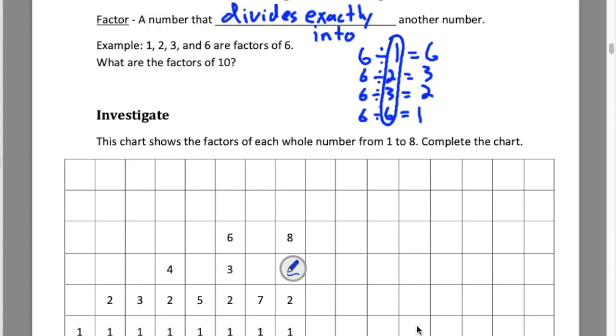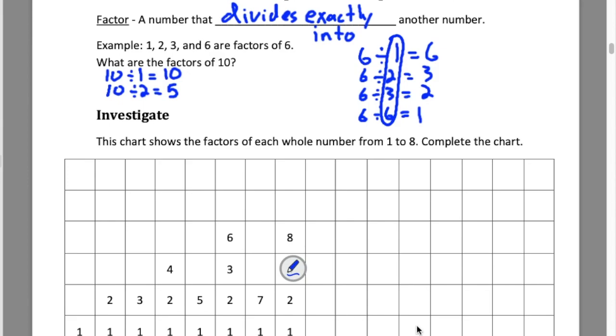So the next question asks us to find out what the factors of 10 are. Well, we know that 1 will always work because if I go 10 divided by 1, we're going to get 10. Okay, so 1 works. The next one is 2. I've got an even number, so 2 should work just fine. 10 divided by 2 gives me 5. That works just fine.